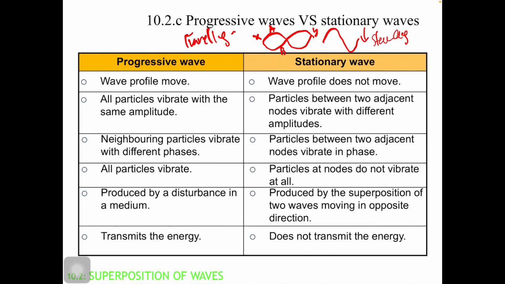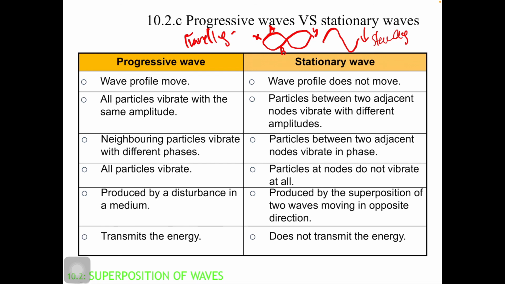So progressive is produced by a disturbance. Ingat tak yang kita campak batu dalam air? Progressive terhasil daripada situ. Maksudnya kita kacau sistem tu menghasilkan progressive wave. Tapi stationary terhasil apabila interference of two waves moving in opposite directions. And progressive transmits energy. Stationary wave does not transmit energy.